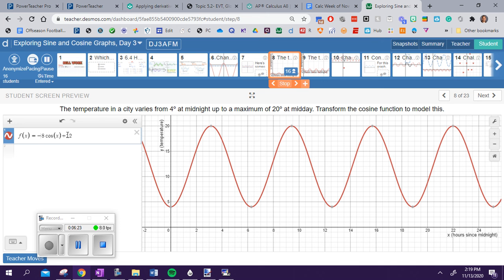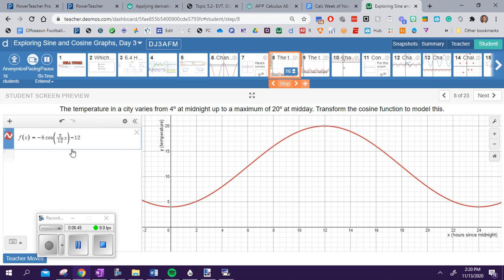So we take 2 pi, we multiply by something, and it's going to get me 24. 2 pi times what would get me 24? 12 over pi. 12 over pi times 2 pi would get me 24. So what needs to go in front of this x? Pi over 12. There is my graph.